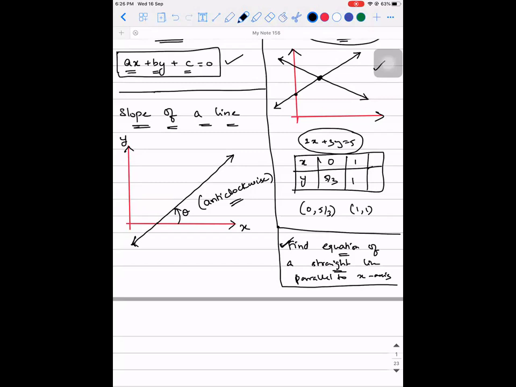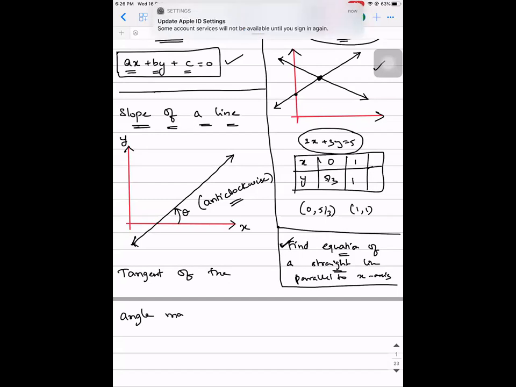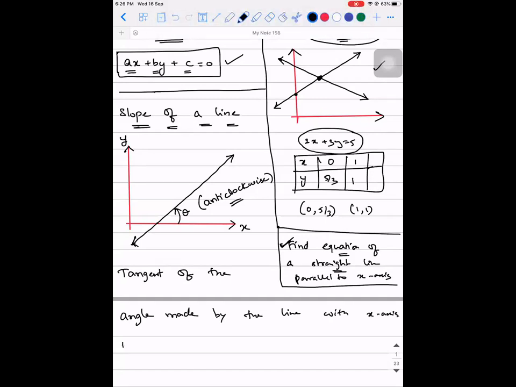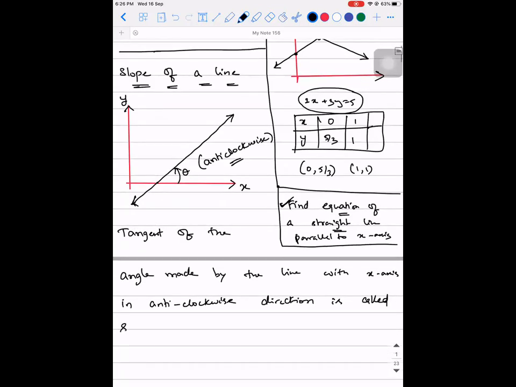Once you get the answer to this question, then the tangent of the angle made by the line with the x-axis in the anti-clockwise direction is called what? Slope of a line. Are you able to understand? So what do you mean by tangent?